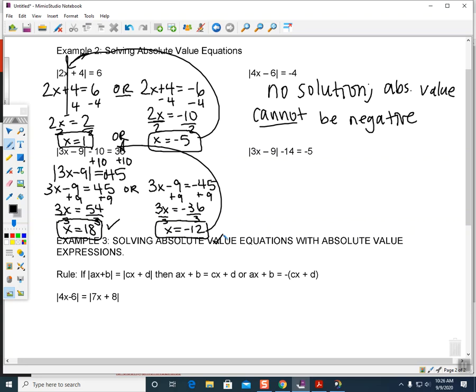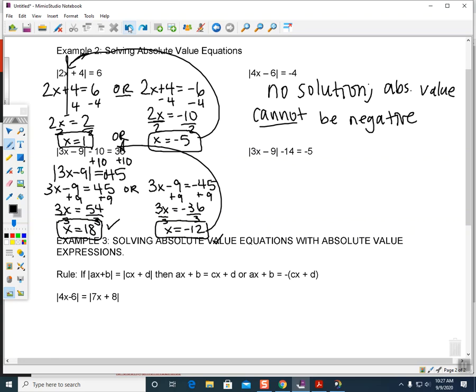This last one here then, you may be tempted to look at it and say, this is a no solution, Mrs. Olson. And I would tell you that you are wrong. Why would I tell you that you're wrong? Because I have an extra step. A lot of people would look at this and say, well, I have it equal to a negative 5. Absolute value can't be negative. It's a no solution. It is not a no solution, and here's why.